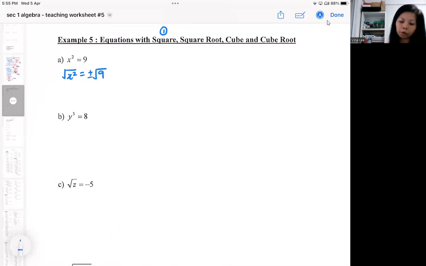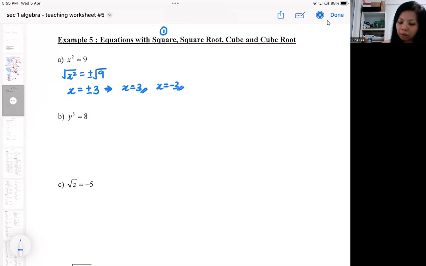Let me show you the answer first, and why there are two answers. When you square root, it removes the square. So you're left with x, and you're left with plus minus 3, meaning there can be two answers. Why are there two answers?